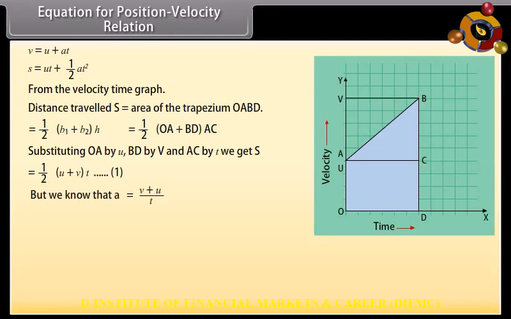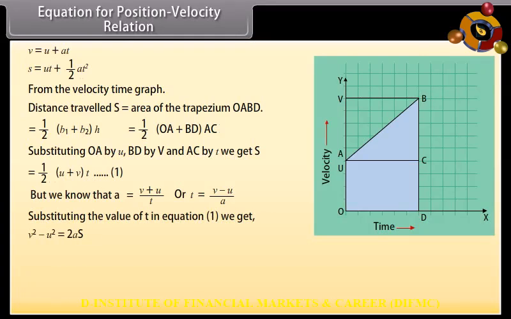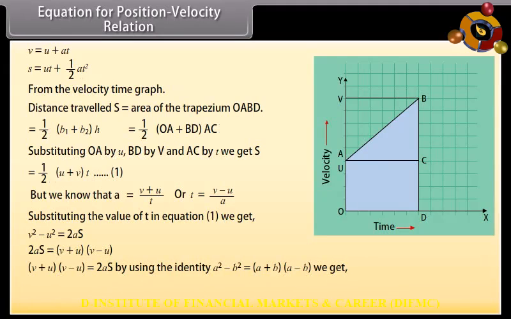But we know that a is equal to (v minus u) upon t, or t is equal to (v minus u) upon a. Substituting the value of t in equation 1, we get 2as is equal to (v plus u) into (v minus u). By using the identity a square minus b square is equal to (a plus b) into (a minus b), we get v square minus u square is equal to 2as. This is the third equation of motion.